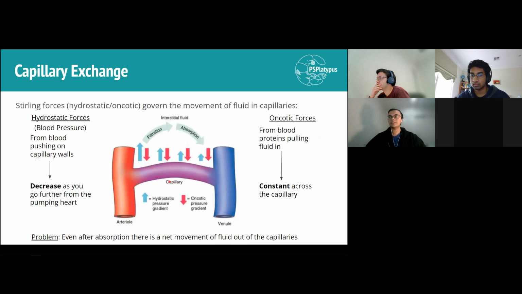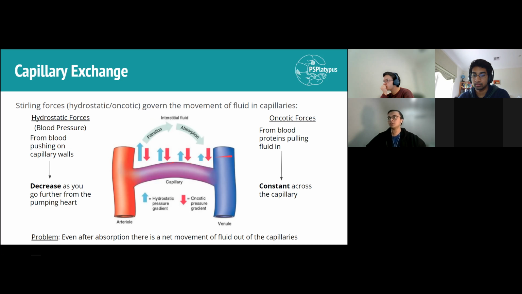All right, and then here's a little slide as well, showing probably some of the more important ideas for this topic, which is talking about the forces, which are called Starling forces, that actually govern the movement of fluid in capillaries. There's two main forces to consider, which is the hydrostatic force, which is, I think, mentioned by Deepak before, which is the blood pressure, the actual force of the blood pushing on the vessel walls or the capillary walls.